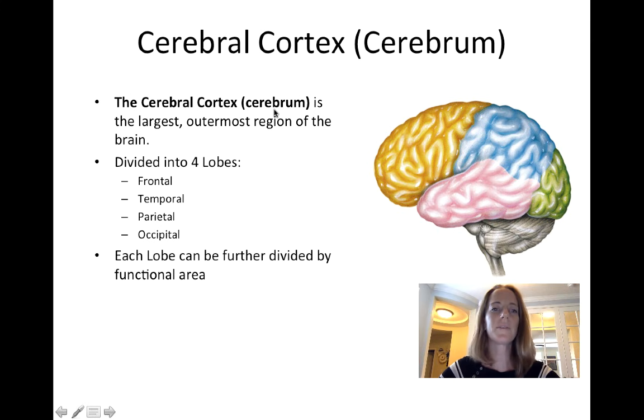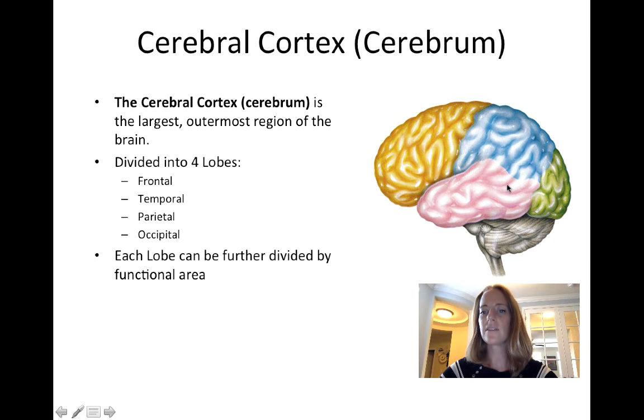So first we'll start with the cerebral cortex. So the cerebral cortex is the largest, outermost region of the brain. It's divided into 4 lobes that are colored here in different colors. So the front of the cerebrum is the frontal lobe.